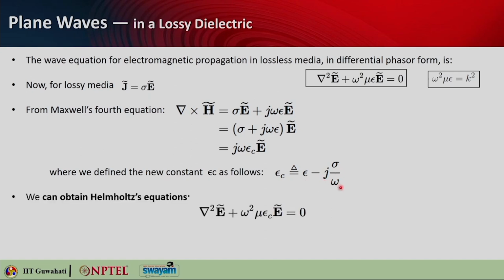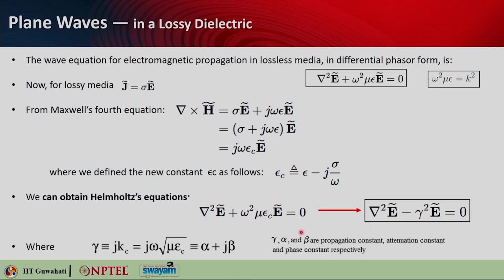Once you do that, you can put it back in the form of the Helmholtz equation, and this time the Helmholtz equation changes. The only change will be del square E plus omega square mu, and instead of epsilon you will have this epsilon C. This term can also be written as minus gamma square E. So let us see what this gamma is. This gamma is nothing but the propagation constant, and it is defined as jkC.